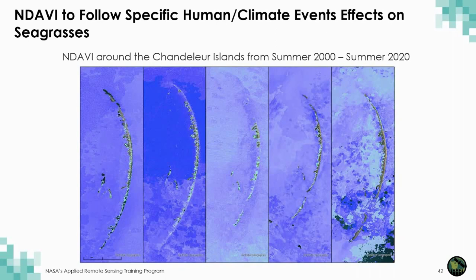Interestingly, some regions relatively far from the islands have high NDAVI values, particularly in 2020. These regions likely do not contain seagrasses, as seagrasses tend to only occur in very shallow regions, as we've seen. So there might be some artifacts shown in some of the images, maybe around these areas here in the southern parts.